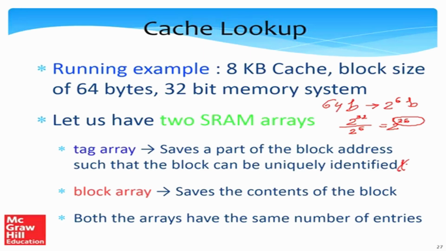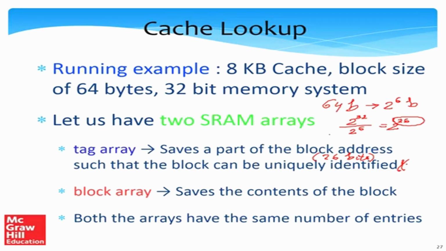So let me go to the block address and just add 26 bits here. Mind you, if I change these parameters, then these parameters will also change. But let's at the moment discuss everything in the context of a running example.